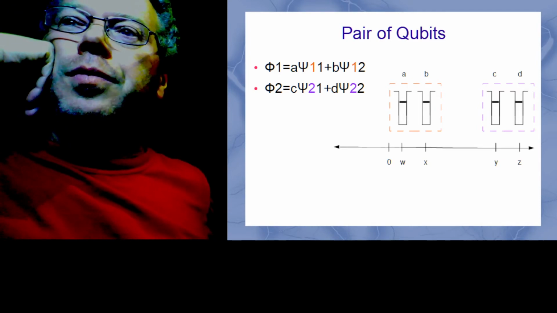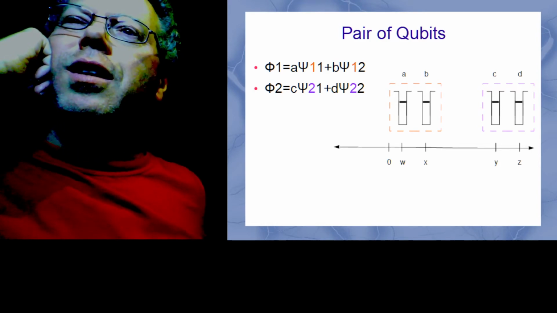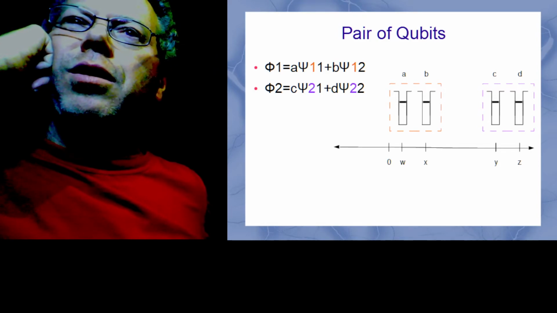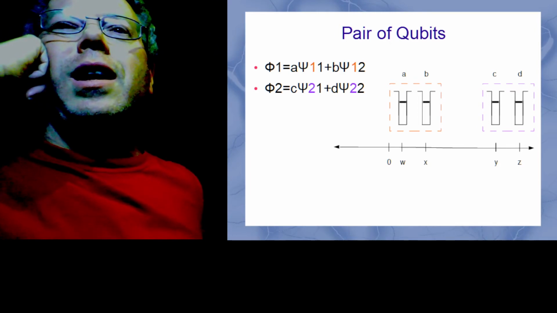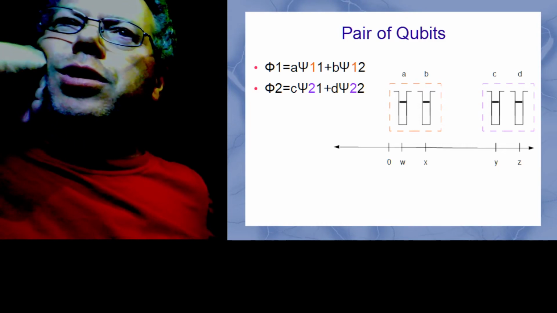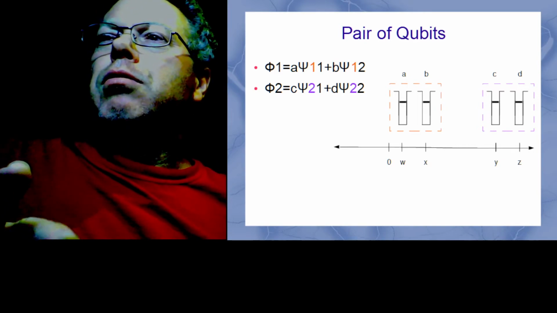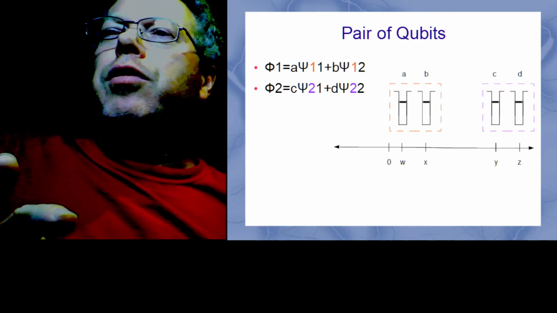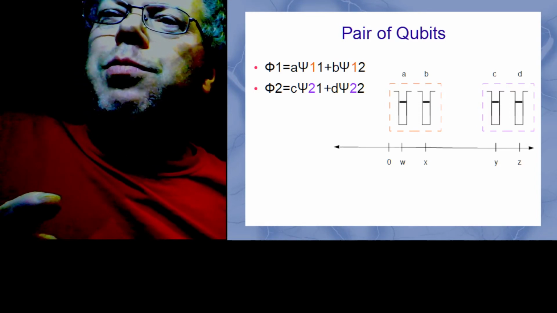And I've got 4 distinguished positions. I've got W, X, Y, and Z. The first qubit has its 2 wells at W and X. The next ones are at Y and Z. And the complex amplitudes at each of these locations are respectively A, B, C, and D. So I try to keep it simple by keeping everybody, the beginning and ending of the alphabet, and in order.